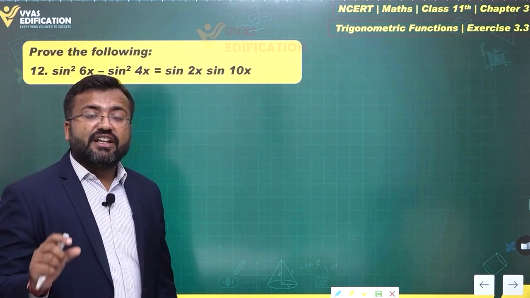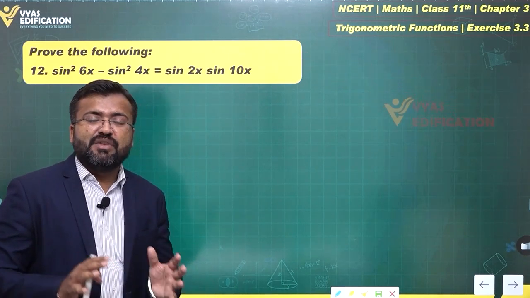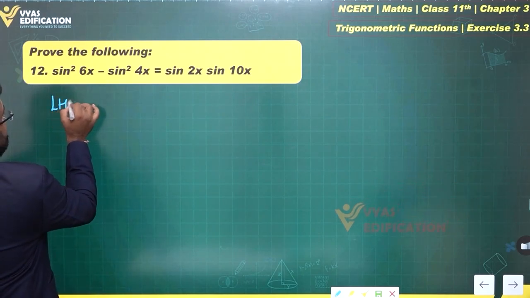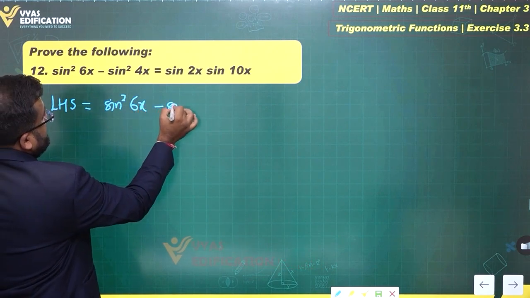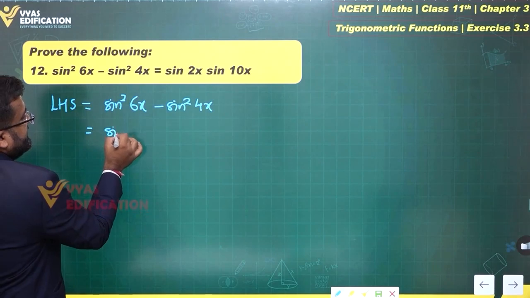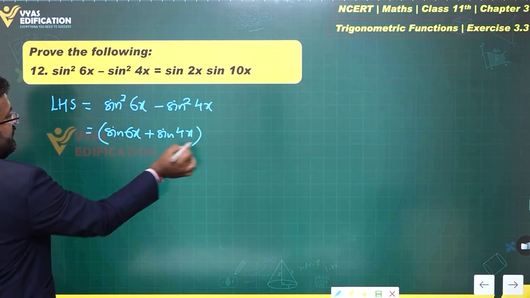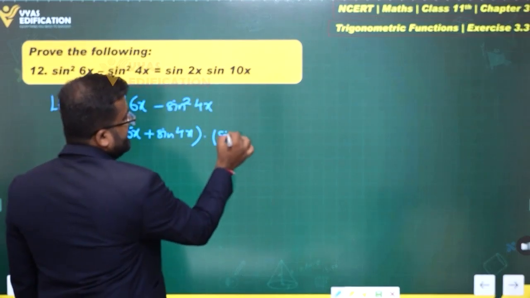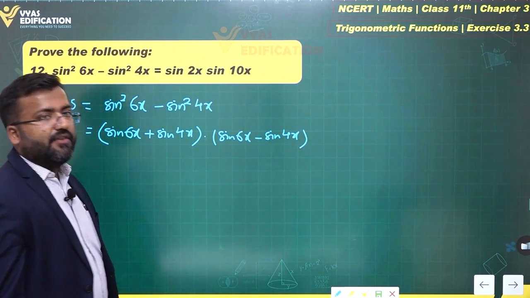It is actually written in the form a plus b, a square minus b square. Can we simplify it as a plus b times a minus b? Yes, we can simplify it in the LHS as this. LHS is sine square 6x minus sine square 4x. This can be done as sine 6x plus sine 4x times, this is a plus b times a minus b, which will be sine 6x minus sine 4x. This is what you have, right?